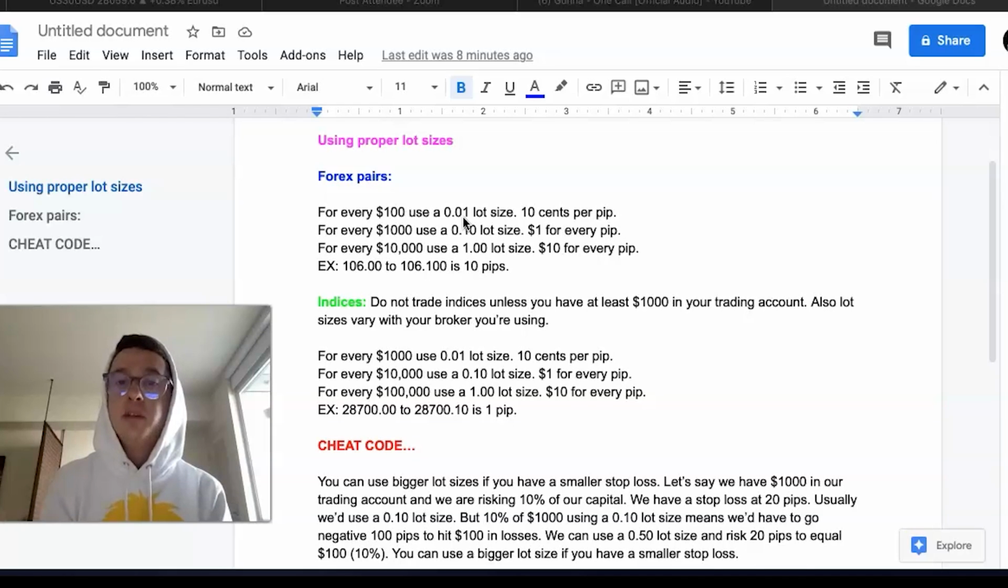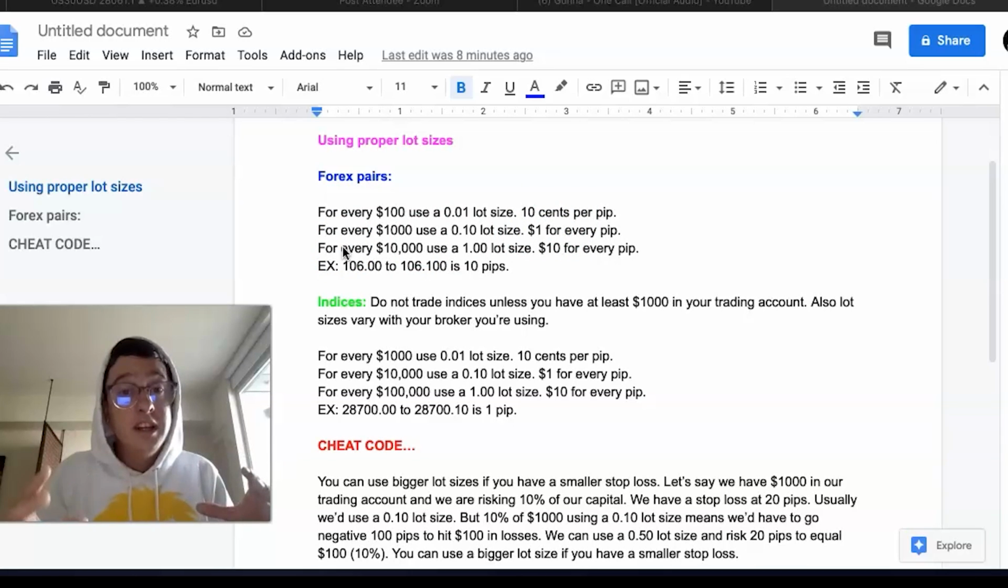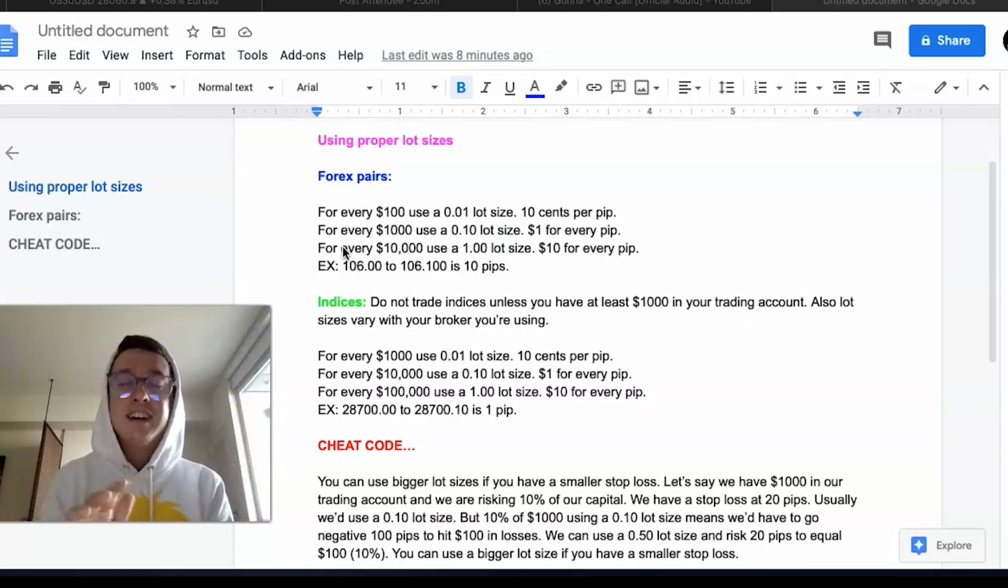Okay, and then it's like you're making $1.20 for every pip that you catch versus just making $1 for every pip that you catch. Okay, here's where it gets really exciting. And I remember when I started using standard lots, I got super pumped up, and that's when it really got fun to start trading this way.